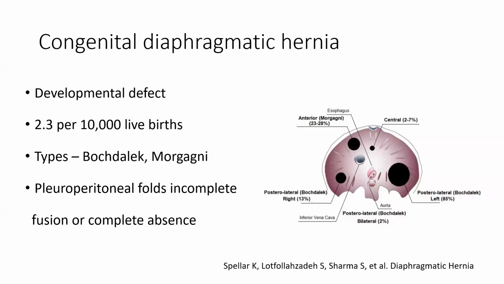No, it's Bochdalek, not Boschtalak. Bochdalek is both left and right pleuroperitoneal, and the central is Morgagni. What Ravi Shankar said is correct. But why is this posterolateral Bochdalek hernia more common on the left side? You mentioned 85% as against 13% on the right side, isn't it? Which organ is on the right side which gives protection? It is because of the liver, a solid organ.